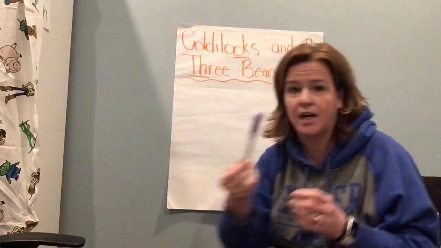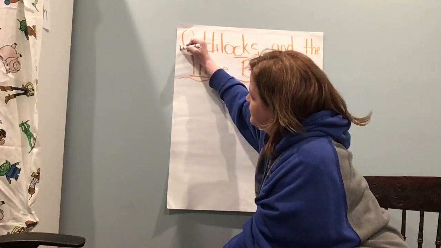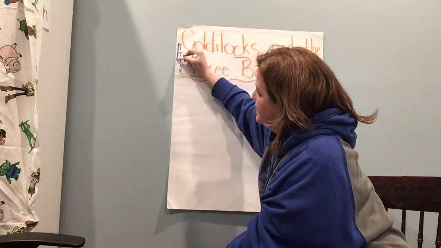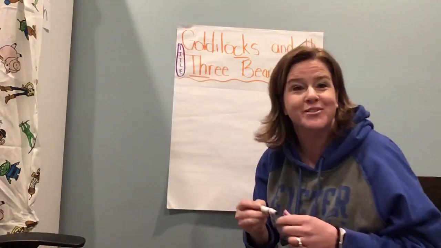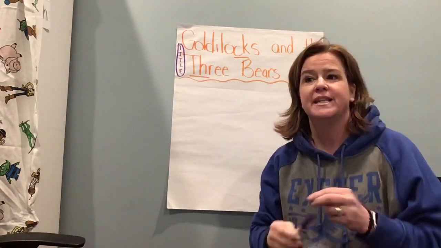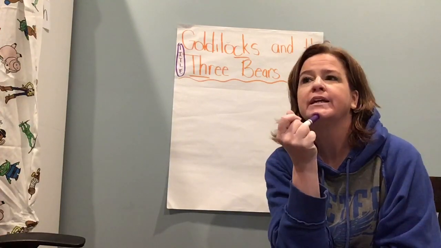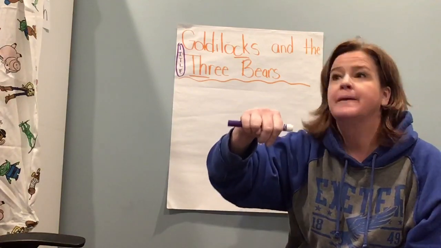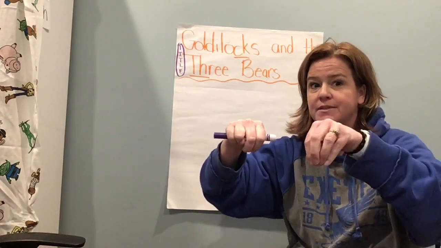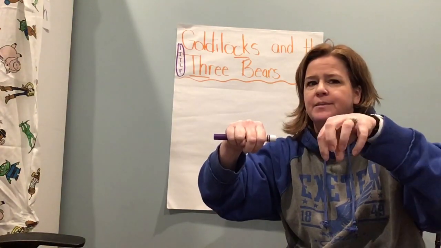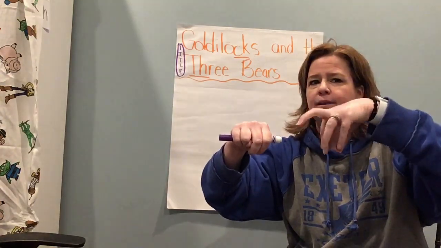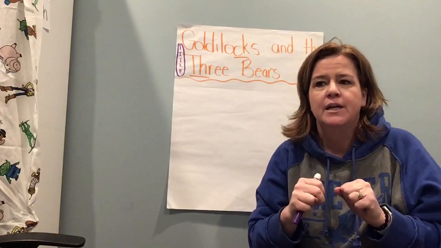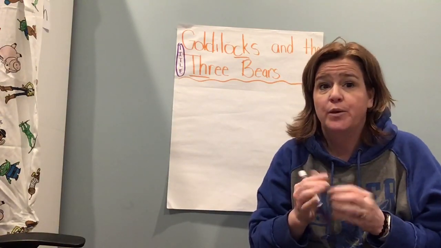I'm going to take another color, maybe purple, and right over here I'm going to write T-I-T-L-E. Title. So those are the title. So first I'm going to think, who was in the story Goldilocks and the Three Bears? Were there people? Yep. Were there animals? Yep. I do this for animals because they have four feet, four legs. So were there people and animals? Yes. So we want to do the characters.